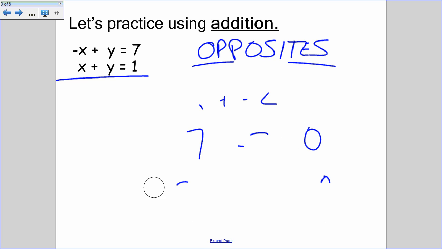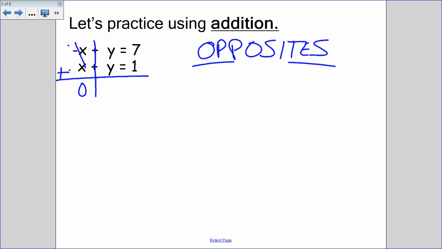I see that I have a negative x and a positive x right here. If I set this up as an addition problem, I could say that negative x plus x is going to cancel out. This is going to equal 0. For elimination, you're going to compare all of your columns, all of your variables. So I've done my x's. Let's look at my y's. y plus y is going to equal 2y, and 7 plus 1 equals 8.